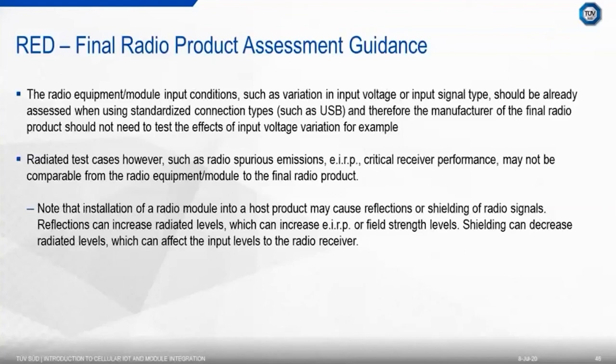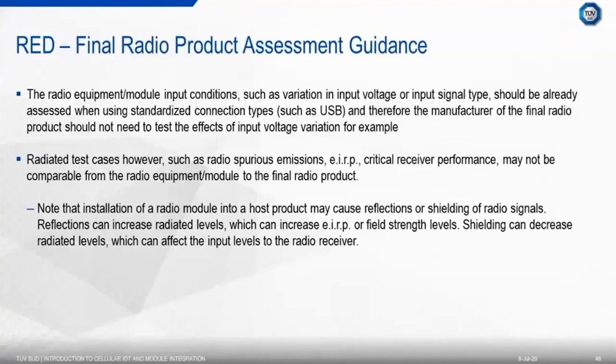So in terms of what radio performance tests you should repeat on the final radio product, these are typically radiated spurious emissions, effective isotropic radiated power, or effective radiated power, and possibly some critical receiver performance tests that are not comparable to the radio module test results.